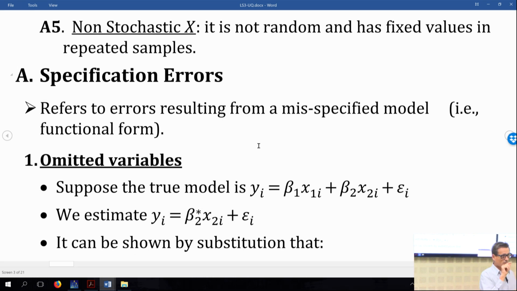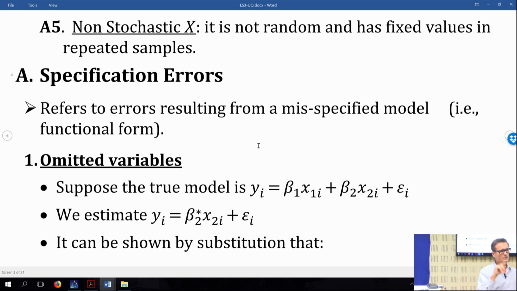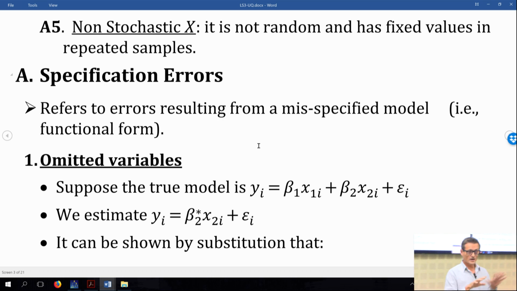Non-stochastic x. This is the thing we discussed a little bit yesterday, that it's not random and has fixed values in repeated samples. So let's talk about what happens when we don't do these things, and these things are making it tough for us. And I have to say, a lot of statisticians, sort of entry-level statisticians and modelers, ignore all this stuff. And they mess up their models because they're not aware of these kinds of things. Okay, so it's really important that we're aware of these.